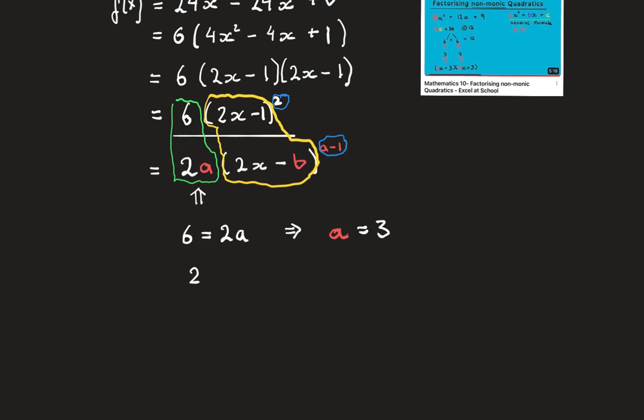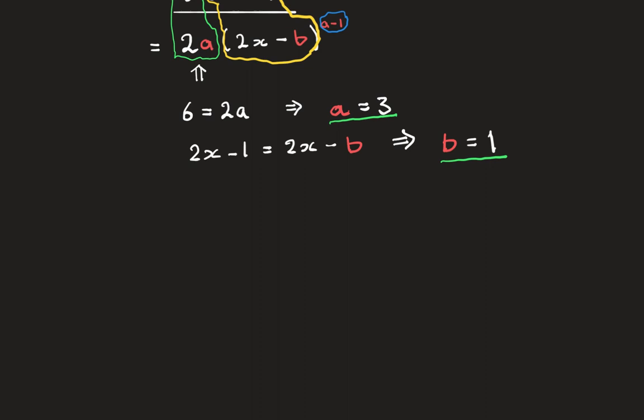And if 2x minus 1 is equal to 2x minus b, well, it is obvious that b must equal 1. And so we have found the constants a and b. So now our function can be rewritten as (2x minus 1) to the power of 3.